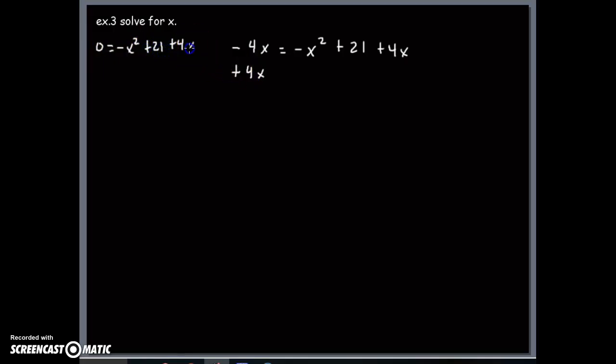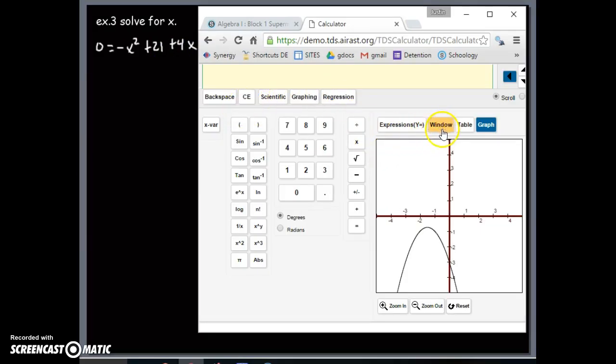Example number 3. So here we have -4x equals -x squared plus 21. It makes the most sense to create the 0 on the left side since there's only one term. So we're going to add 4x. We're going to add 4x. And now what we have is 0 equals -x squared plus 21 plus 4x. And we can go ahead and graph.